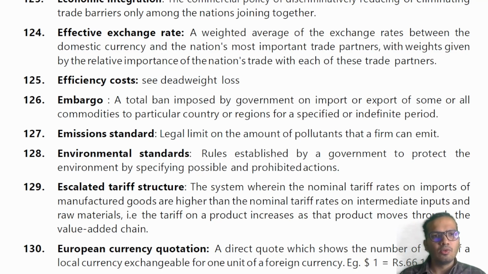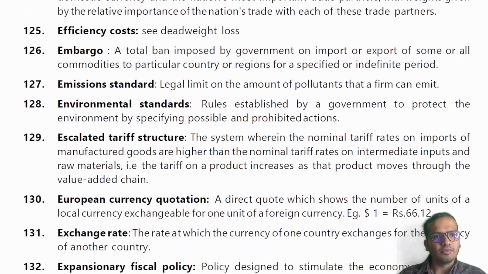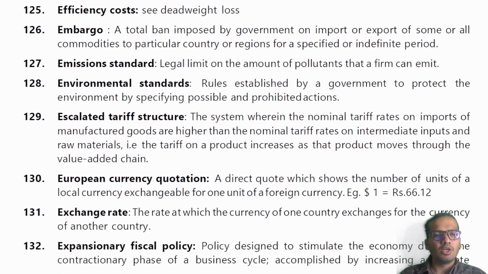Then embargo. So a total ban imposed by government on import or export of some or all commodities to a particular country or region for a specific or indefinite period. Then comes emission standard. So legal limit on the amount of pollutants that a firm can emit. Then comes number 128, environmental standards. So rules established by a government to protect the environment by specifying permitted and prohibited actions.